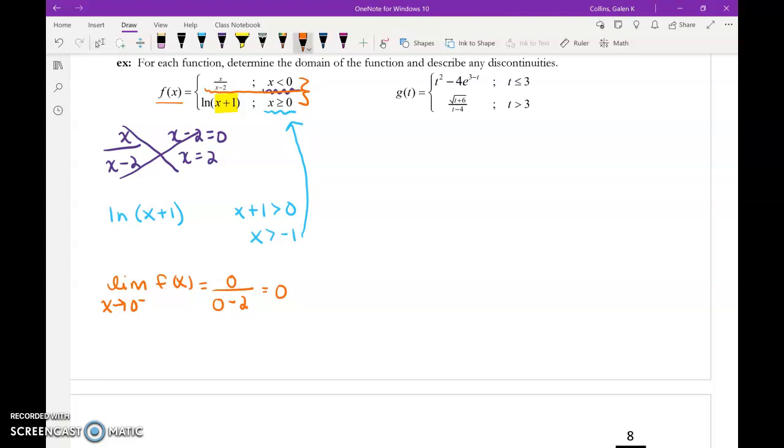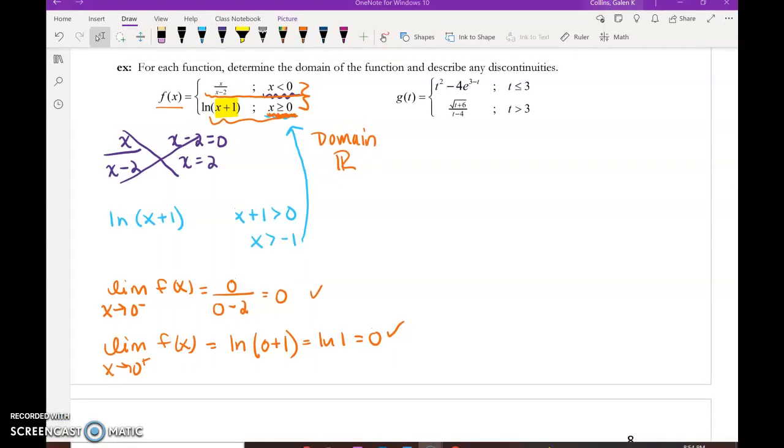We also need to consider the right-hand side. As we approach 0 from the right, we're using the bottom piece of our function because values to the right of 0 are greater than or equal to 0. So we're going to plug this in to the natural log of 0 plus 1. Well, x plus 1, we're going to substitute a 0, and that is the natural log of 1, which is 0. Because these limits agree, there are no jumps. There's not a jump here in this piecewise function. The domain of this function f is all real numbers.